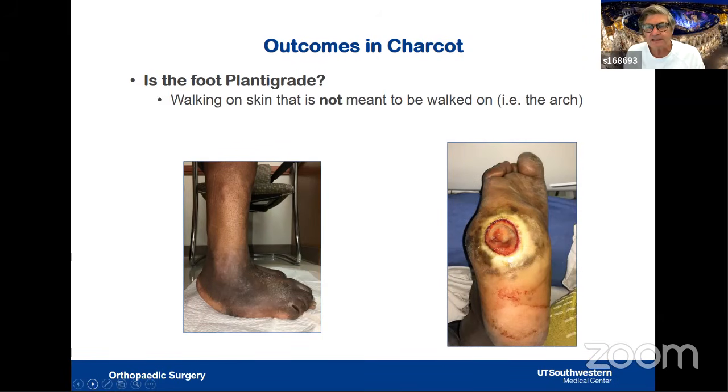For instance, in this case, if you're walking on the lateral border of the foot on the arch, that arch skin was never designed to be walked on. The side of your foot or over the lateral malleolus was not meant to be walked on. So I look at a plantigrade foot as one where you're walking on the skin that was meant to be walked on. And so is the foot ulcer free or infection free? So to me, those are important outcomes. Did you restore the alignment so that the foot is plantigrade, and have you relieved infection or prevented infection from occurring? Those are very important.